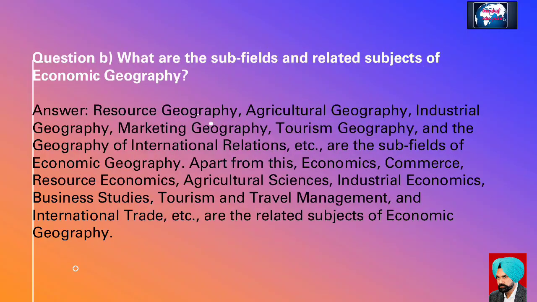Question B. What are the subfields and related subjects of economic geography? Answer. Resource geography, agricultural geography, industrial geography, marketing geography, tourism geography, and the geography of international relations, etc., are the subfields of economic geography. Apart from this, economics, commerce, resource economics, agricultural sciences, industrial economics, business studies, tourism and travel management, and international trade etc. are the related subjects of economic geography.